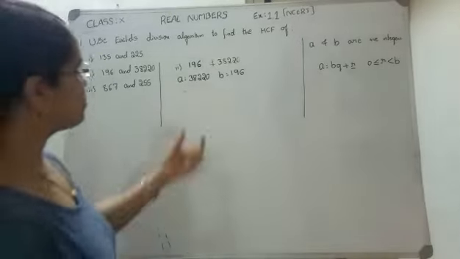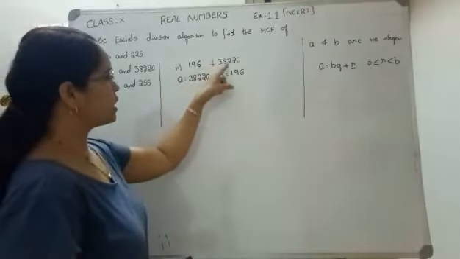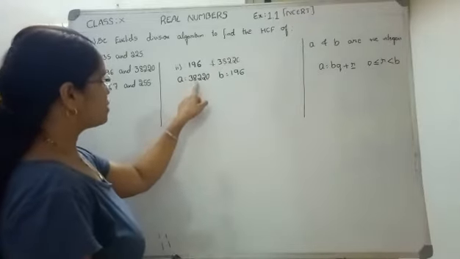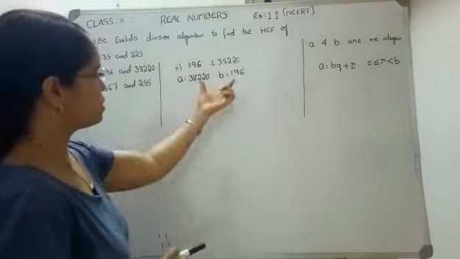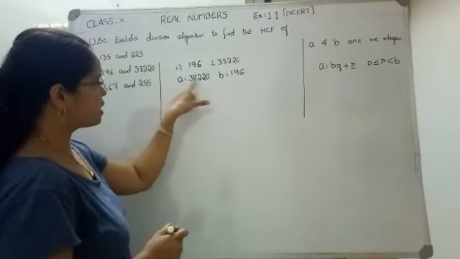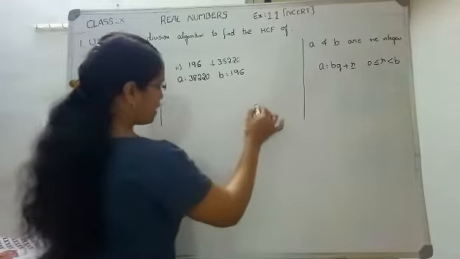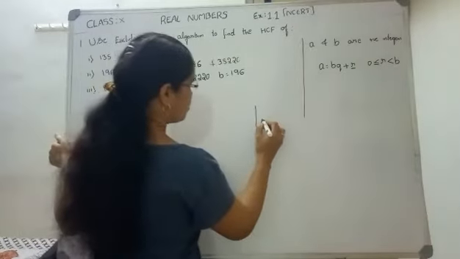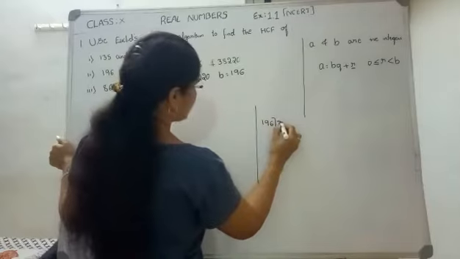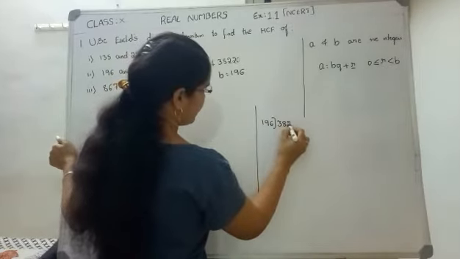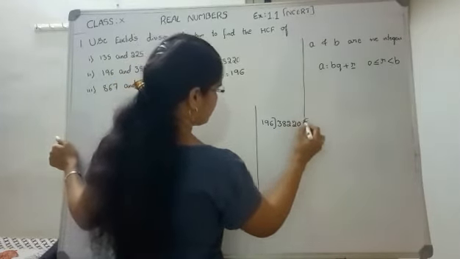Now, in case of the second problem, the numbers are 196 and 38,220. A is 38,220 and B is 196. These two are the numbers. Here the greater number is A and the smaller number is B. By the long division method, we consider 196 as the divisor and 38,220 as the dividend.